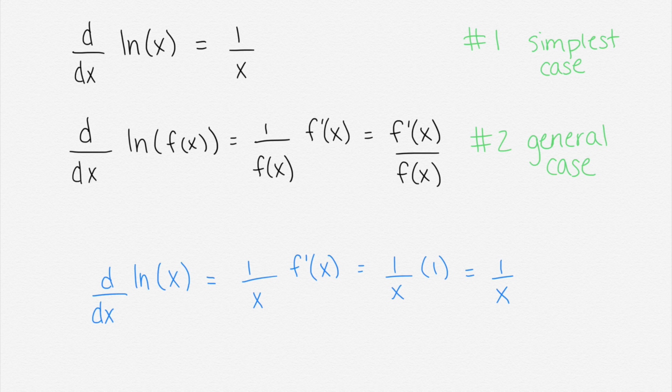You can see in the blue that in the simplest case, it just happens to be that the derivative of x is always 1. So if x is our entire inside function, we can ignore the chain part of the chain rule, and it becomes the simplest case.